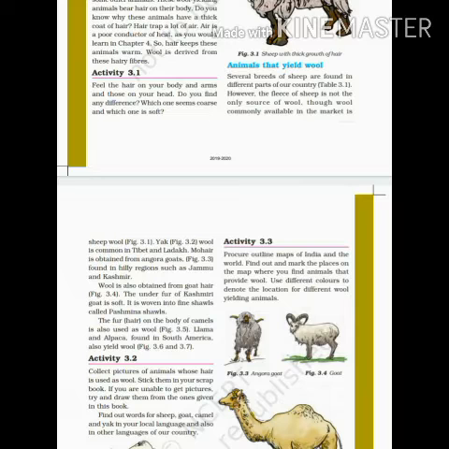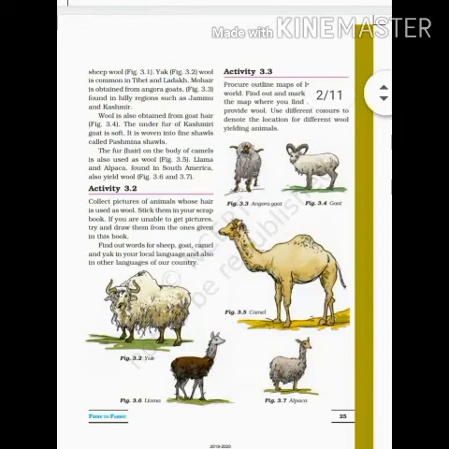Some examples: yak wool is common in Tibet and Ladakh. Angora wool is obtained from Angora goats found in hilly regions like Jammu and Kashmir. The underfur of Kashmiri goats is soft and is used to weave fine pashmina shawls. The fur of camel and alpaca, mainly found in South America, also yields wool.